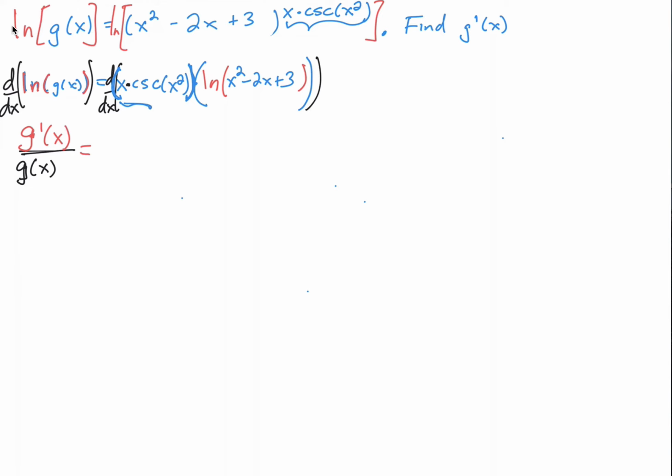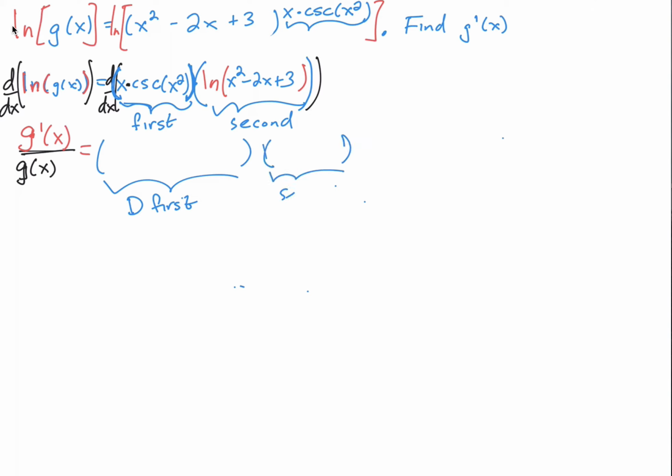All right, so let me do a little labeling here just to make sure that we're on the same page. Is it okay if I call this the first and this the second? And then what I'm going to do is derivative of the first times the second, plus the first times the derivative of the second, like that. Is that okay? As my skeleton of what I'm going to do? Does that sound like a good plan?